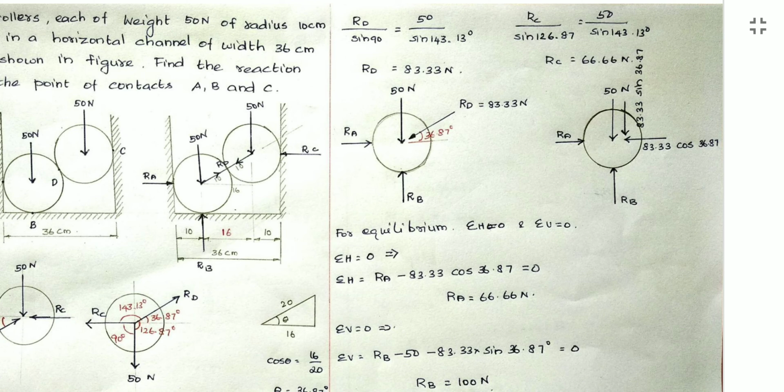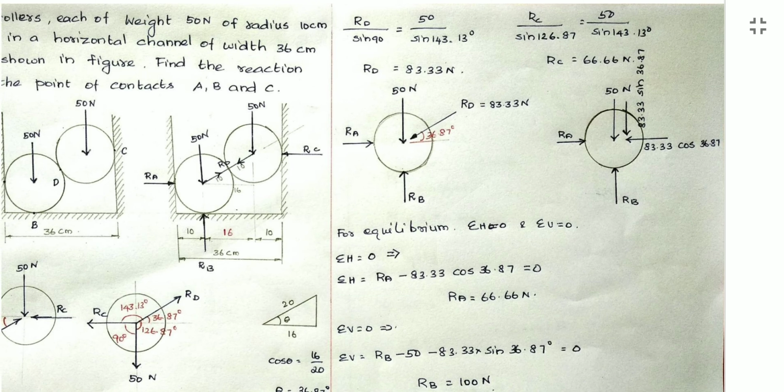Then come to the lower roller. What are the forces? First, weight 50 Newton. Here two reactions are there: at the point A1, horizontal reaction, and at the point B1, vertical reaction. And at the point D1, the reaction RD is there. The RD value we already found from the upper roller; it is the same RD value, only the direction is changing. So 83.33 Newton.